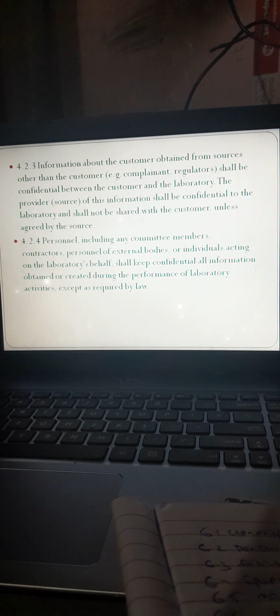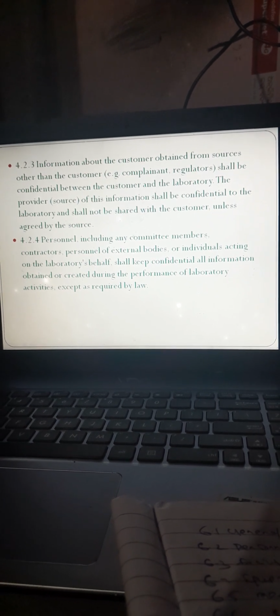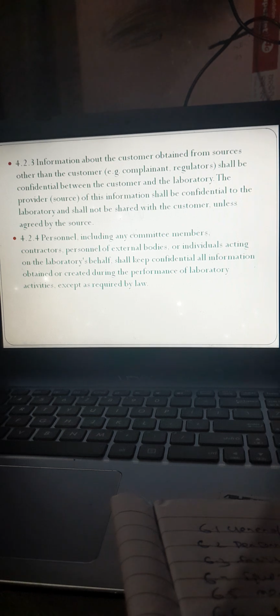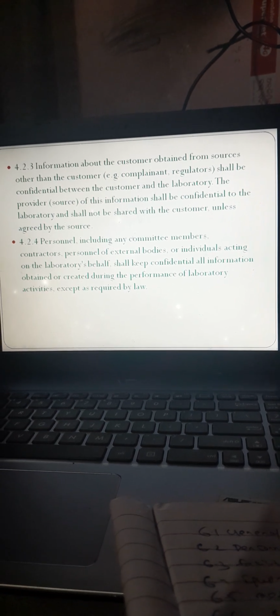Then come to 4.2.4. Personnel, including any committee members, contractors, personnel of external bodies, or individuals acting on the laboratory's behalf, shall keep confidential the information obtained or created during the performance of the laboratory activities, except as required by law. So the summary of this clause is: clause 4.2 of ISO/IEC 17025:2017 discusses the requirements involving confidentiality. So the laboratory must maintain confidentiality.